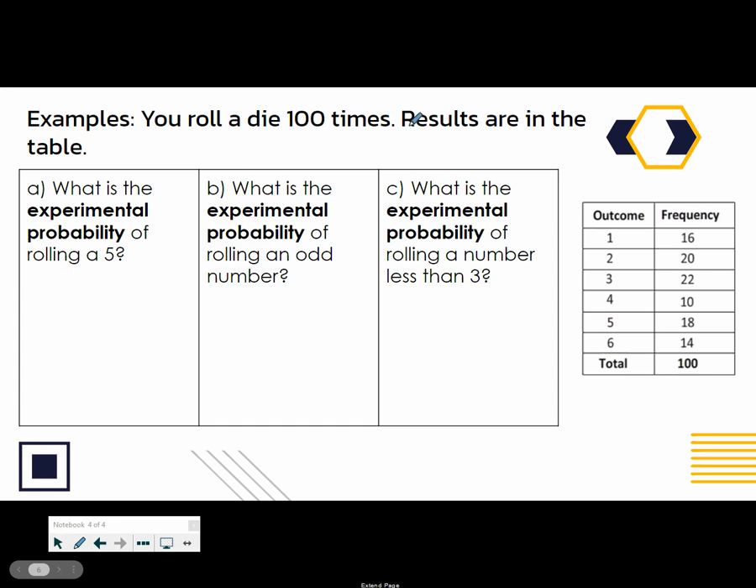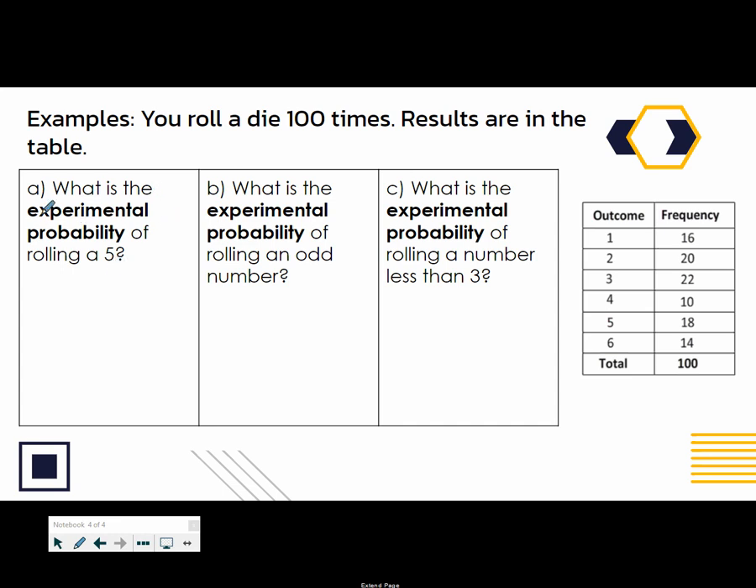Let's see, you roll a dice 100 times, okay, and your data is here. So 100 rolls, landing on a 1, 2, 3, 4, 5, or 6. That's what this means. And then frequency is just the amount of times we landed on a 1, or landed on a 2, landed on a 3, and so forth. So A says, what is the experimental probability of rolling a 5?